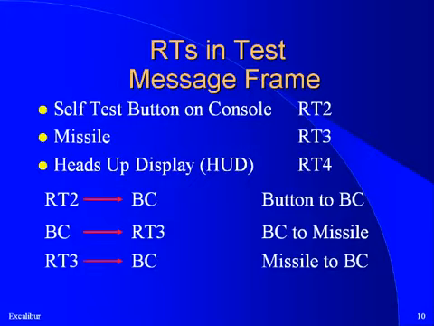Later, after the missile has had enough time to perform the self-test, the BC will send it an RT to BC message to get the results of the test. Finally, the BC will send a message to the display with the data returned by the missile's RT.